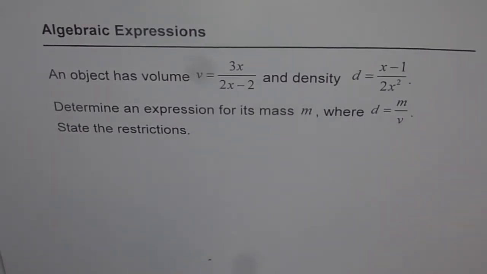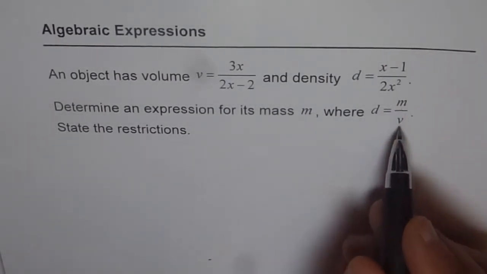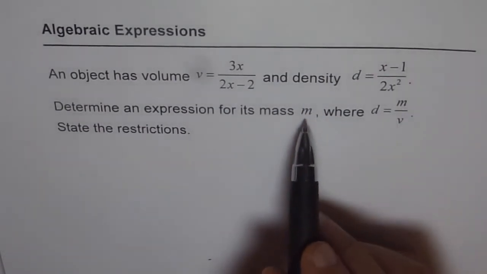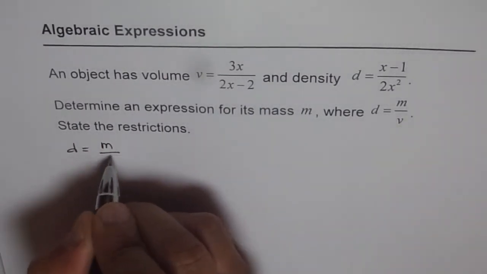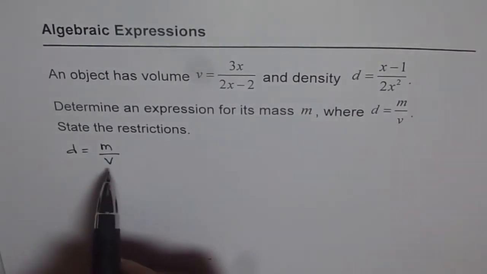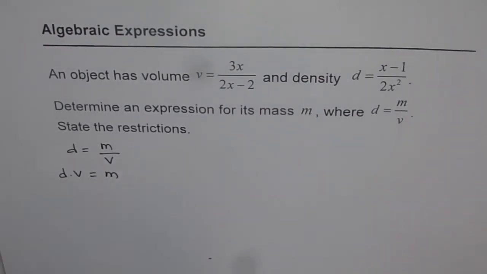State the restrictions. Now we need to find the expression for mass, but what we are given is density equals mass over volume. So let's develop the formula for mass first. We have density equals mass over volume. We can multiply both sides by volume, and so we get density times volume equals mass. So that is how we can find the mass, right?